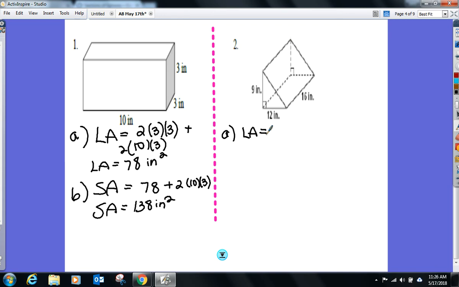Once you take the triangles off, how many faces are we dealing with? How many faces am I going to find the area of? 3 faces. All right, let's do the bottom face. That's a what by what dimension here? 12 by 16 for the bottom one.